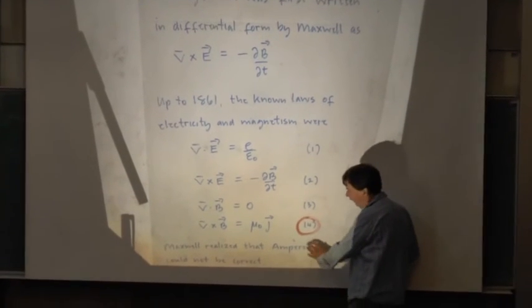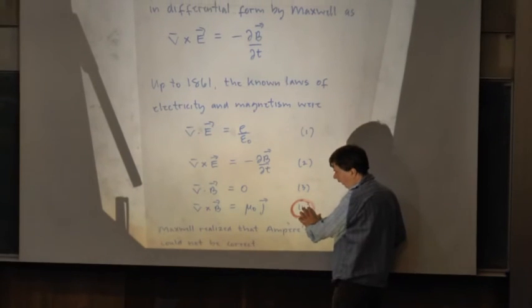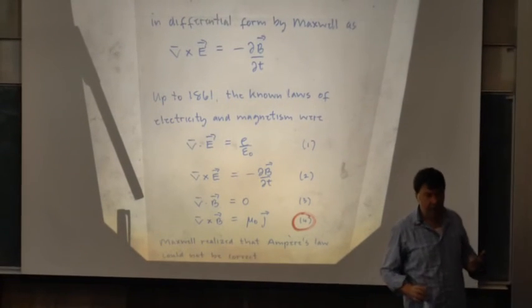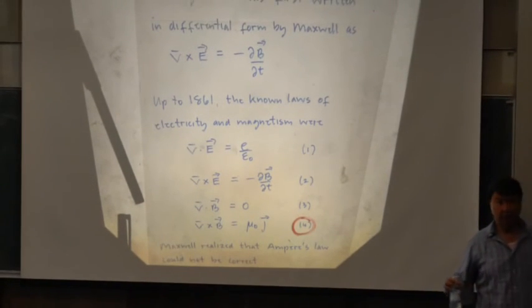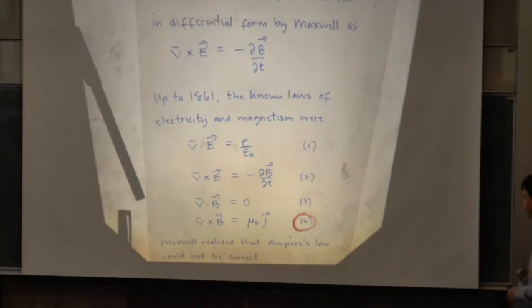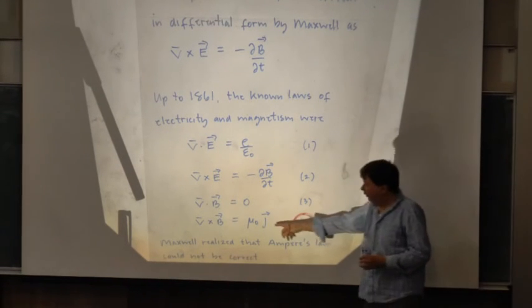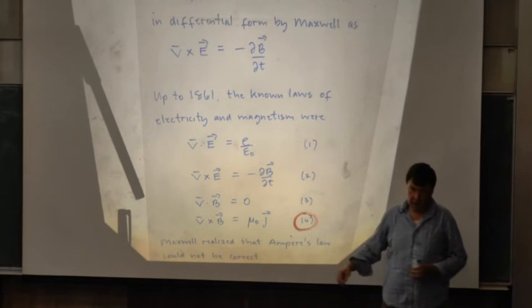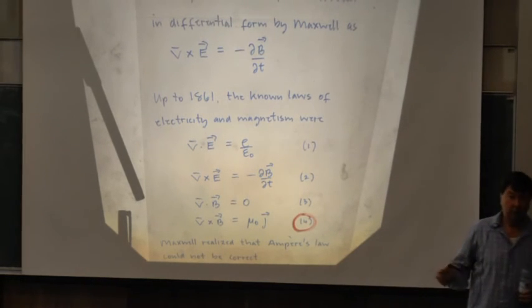Now, Maxwell realised that this law couldn't be correct. And he realised, and it's not obvious of course unless you're a genius, that this law contravenes charge conservation. You think, oh no, Faraday's law is a perfectly good law.